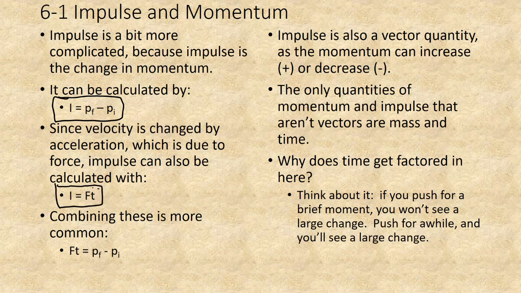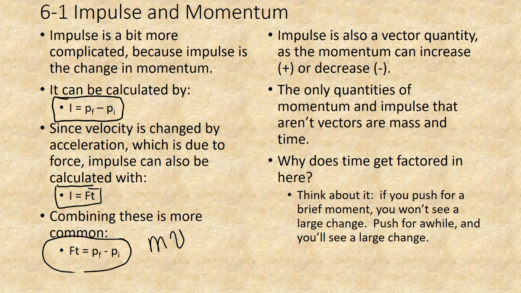So if we put these two equations together, we get this one right here. Force times time equals the change in momentum. Now, that's generally going to be how we see impulse in one of these three equations. And so also knowing P final and P initial, we can find final velocity or initial velocity by substituting mv in for whichever momentum we're looking for.